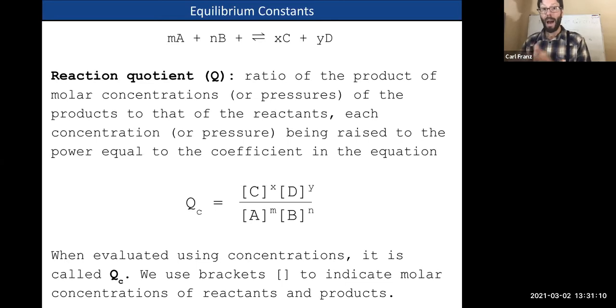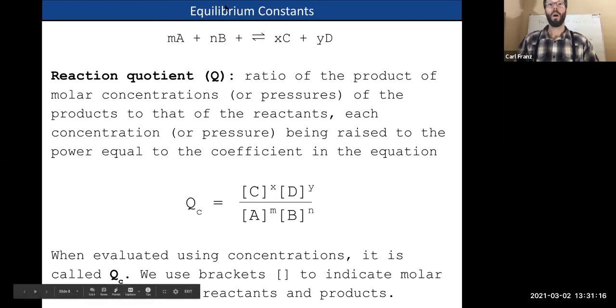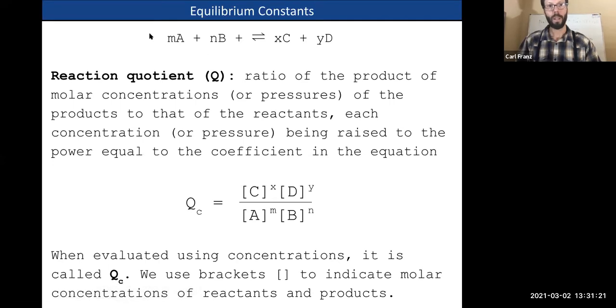Raised to the power of their coefficient. So we have a generic formula here. We have a generic reaction: A plus B yields C plus D. So A and B are the reactants, C and D are the products. And then it has these coefficients or their molar concentrations, right? M is going to be the coefficient for A, and N for B, and X for C, and Y for D.